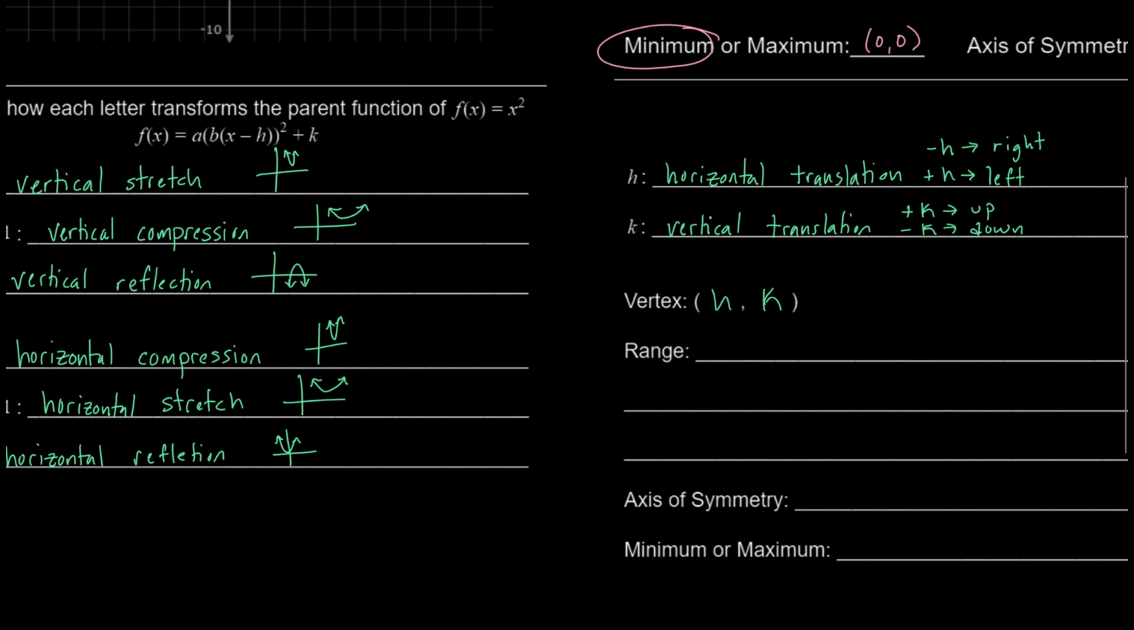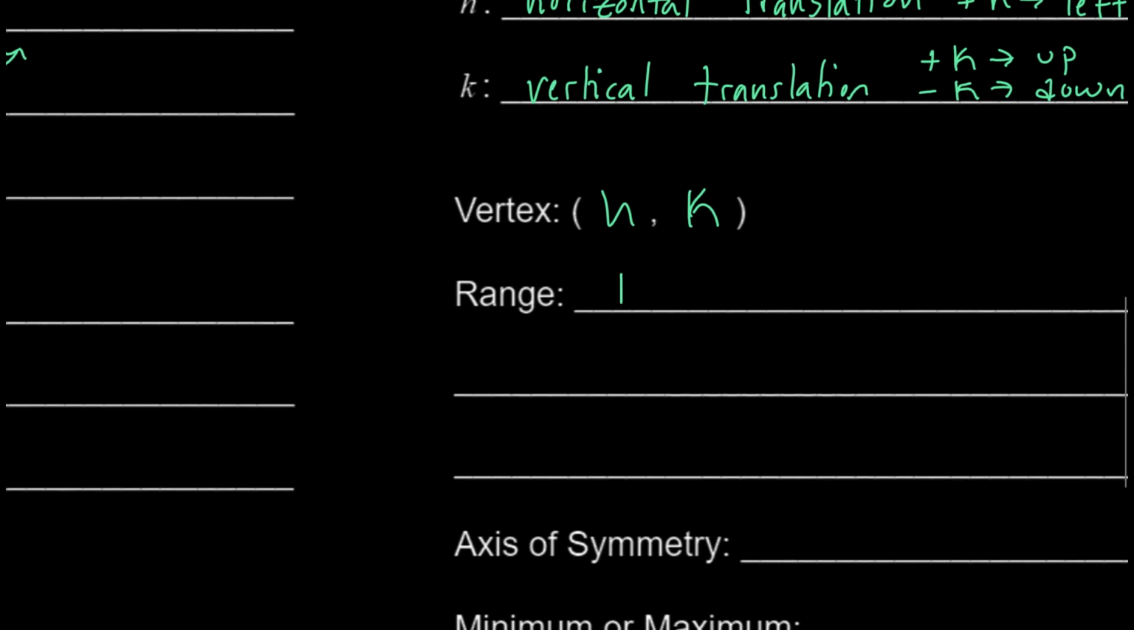Which one, H or K, determines our range? K. K determines range. Meaning, if your quadratic is not reflected, it's normal, it's facing upwards, our range would be y is bigger than or equal to k. If it's upside down, what would it be? It'd be y is less than or equal to k. But I won't write that.